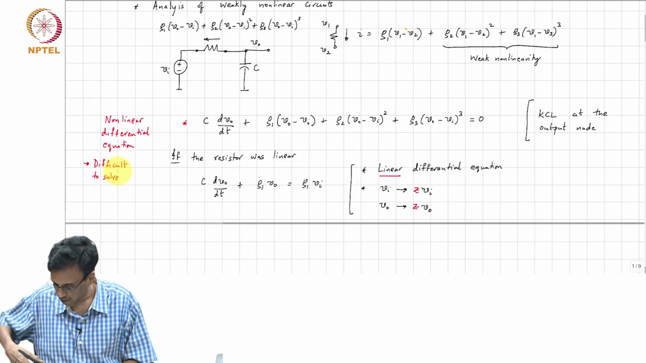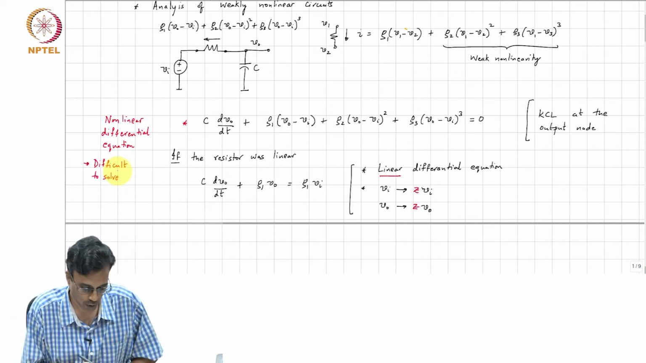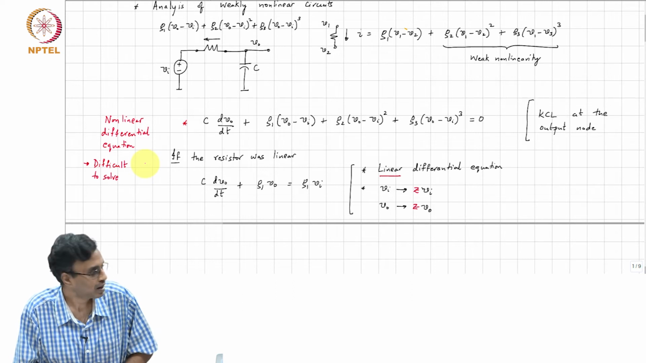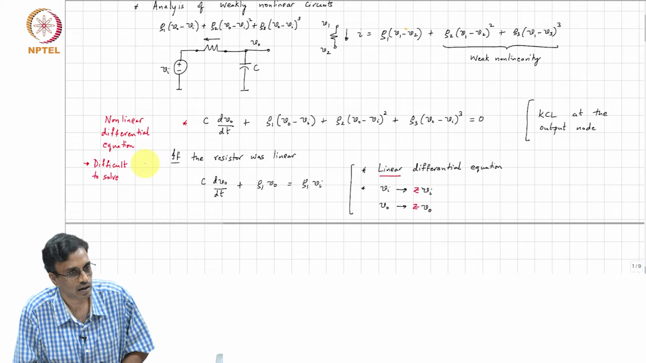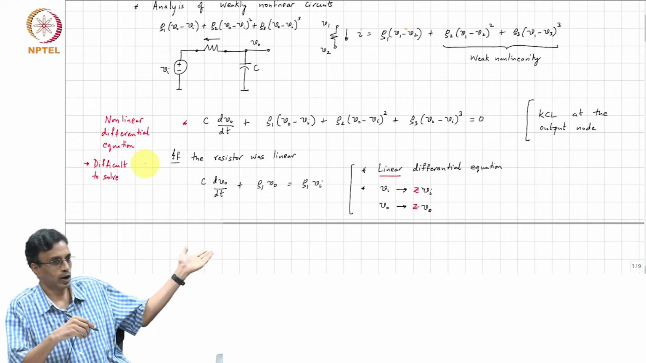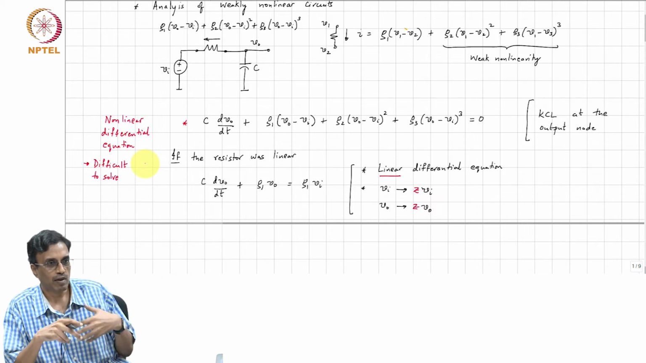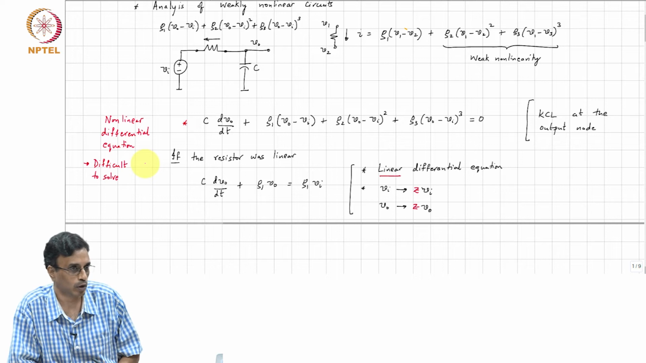But of course, a general nonlinear differential equation is very difficult to solve, but what is it that we have not exploited yet? We understand that this is a nonlinear differential equation, and therefore it might be difficult to solve, but we have not exploited something that we know about the problem. And what is that?